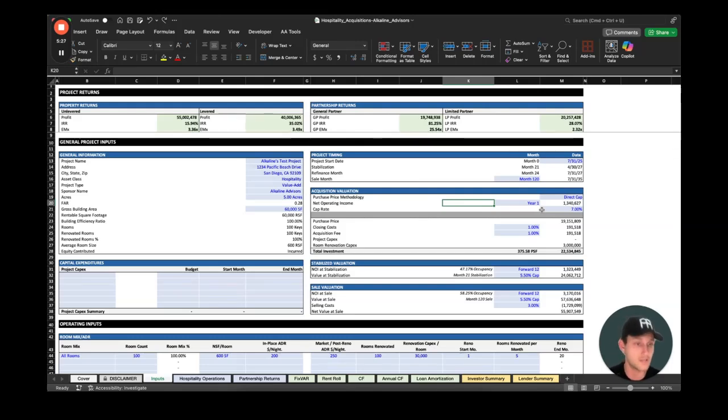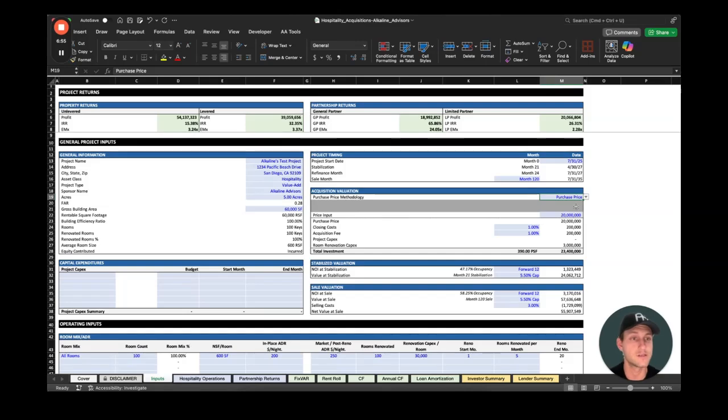And this is for a hotel, hospitality. So we can choose how we're purchasing the asset. Are we going to use a purchase price? If we select purchase price, we can dial in a figure. We can choose if we want to purchase at a purchase price per square foot figure, and then it'll go down to dollar per square foot.